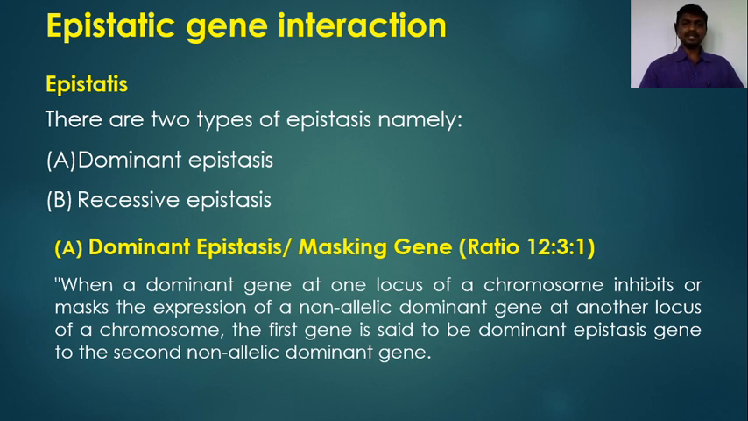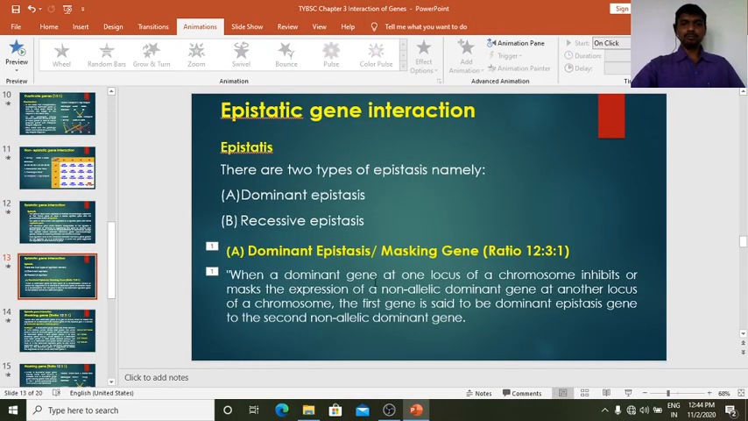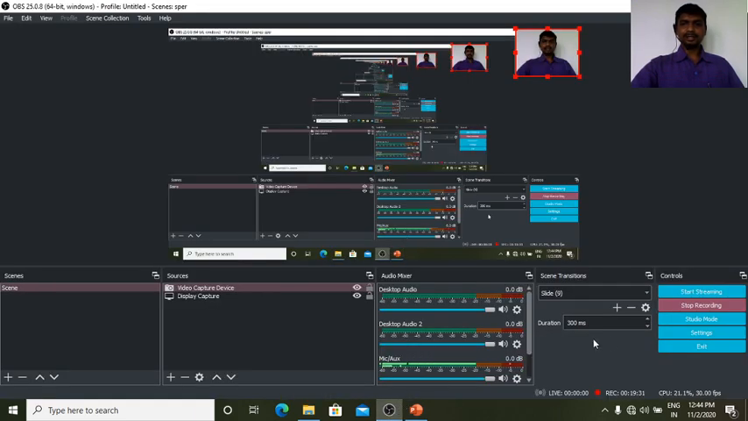The example is the masking gene and the ratio is 12:3:1. Okay, thank you. So in this lecture we studied the duplicate genes, epistasis, two types of epistasis, that is the dominant epistasis and recessive epistasis. Okay, thank you.